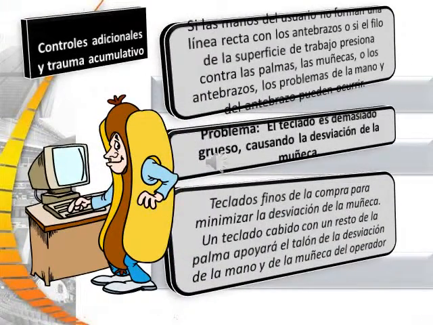If the user's hands don't form a straight line with the forearms, or if the straight edge of the work surface presses against the palms, wrist, or forearms, hand and forearm problems can occur. The problem is that the keyboard is too thick, causing wrist deviation. Purchase thin keyboards to minimize wrist deviation, with a keyboard fitted with a palm rest supporting the heel of the operator's hand.